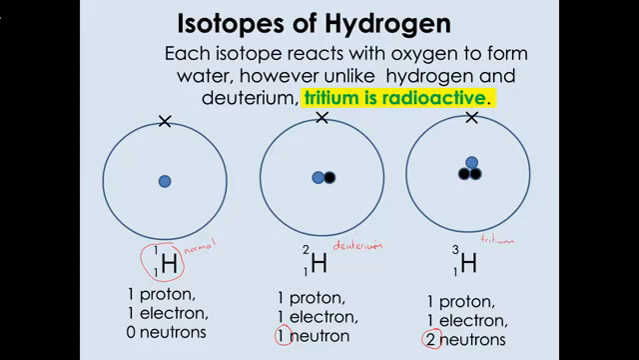And so although they've got chemical properties that are the same, their physical properties are different. So they're going to have different densities because you've got extra neutrons in there. It's going to affect the mass. So the volume is going to be the same, but the mass per volume is going to be different. And the other thing that can change is these extra neutrons can make the nucleus unstable. So tritium, for example, is radioactive.